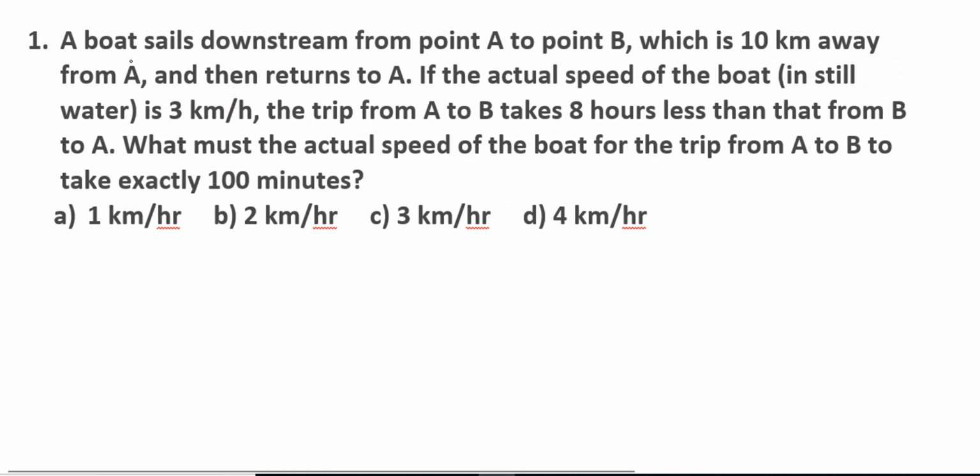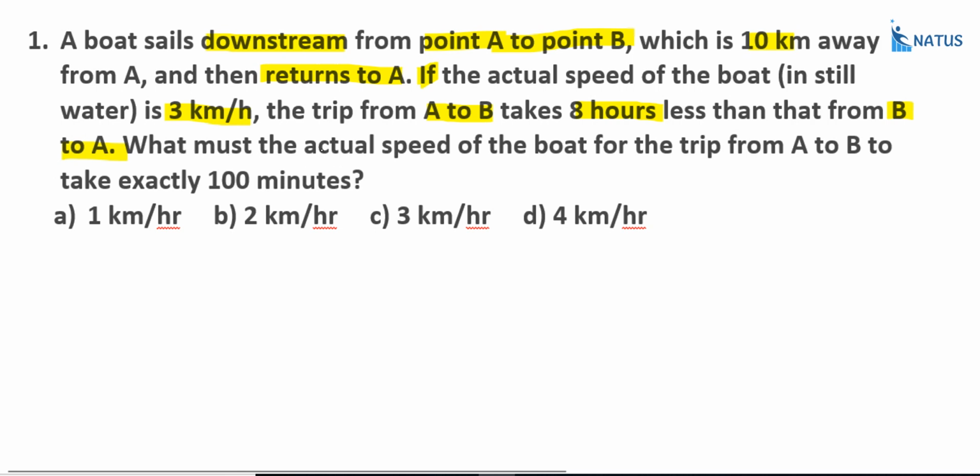First one: a boat sails downstream from point A to point B, which is 10 kilometers away from A. So the distance between A and B is equal to 10 kilometers, and it returns to A, and this is the upstream. If the actual speed of the boat in still water is 3 kilometers per hour, the trip from A to B takes 8 hours less than that from B to A. So the time taken downstream is 8 hours less than the time taken upstream.